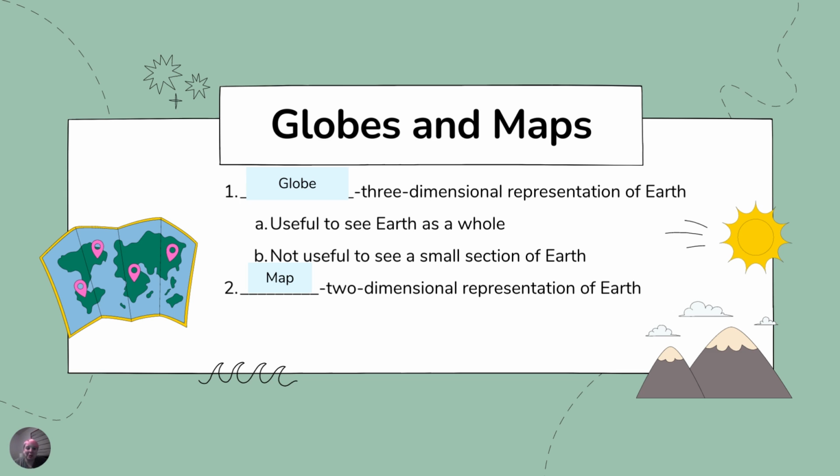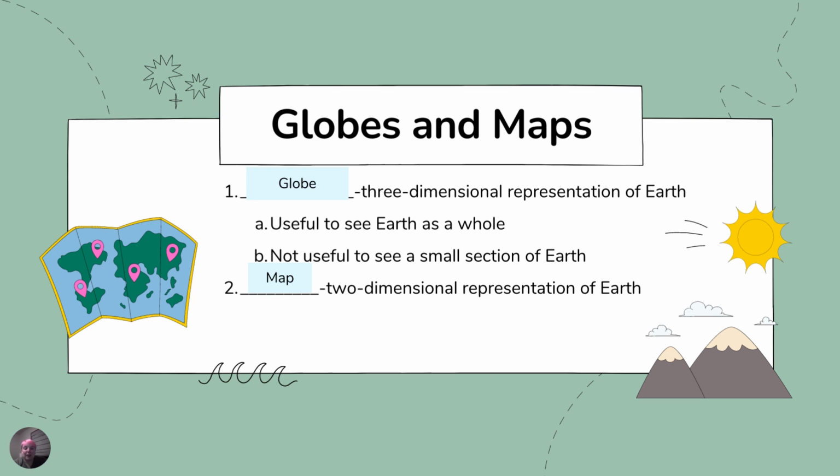So the first thing that we want to do is differentiate between globes and maps. Globes are three-dimensional representations of Earth. They are really useful to see Earth as a whole, but they are not useful to see a small section of Earth. Usually globes show things really zoomed out, and so it's really hard to see specific lines of some countries if they're smaller or states, and seeing cities on them is really, really difficult.